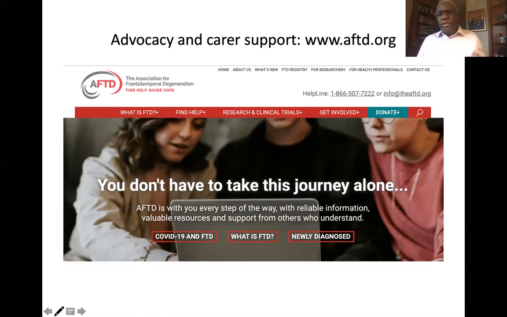And there are others. So for these various neurodegenerative diseases, there are different organizations that have in common advocacy and care support as the mission. And some of them are more developed than others, have more resources than others. So the Alzheimer's Association, for example, is the biggest, but the Association for Frontotemporal Dementia has been extraordinarily successful as well. They provide care support.